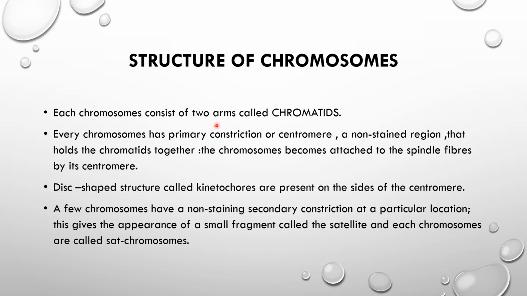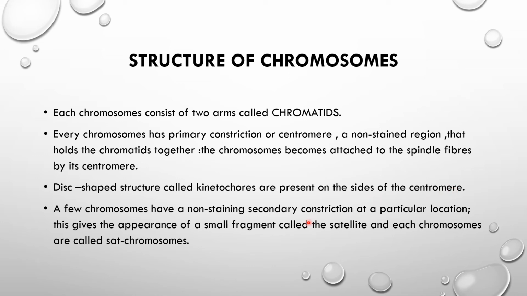So each chromosome consists of two arms, known as chromatids. Every chromosome has a primary constriction, or centromere, a non-stained region that holds the chromatids together. The chromosome becomes attached to the spindle fibers by its centromere. Disc-shaped structures called kinetochores are present on the side of the centromere, which make them hold on to the spindle fibers during cell division.